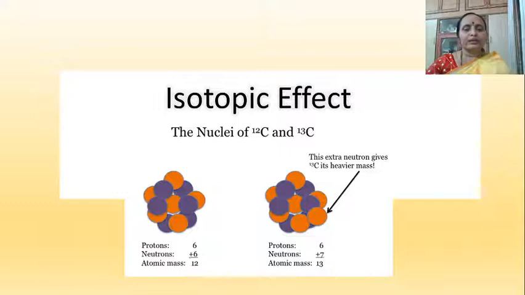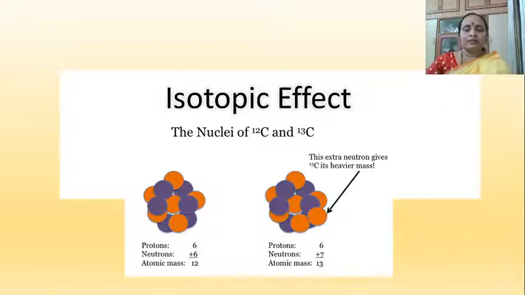Isotopes are elements which have the same atomic number but different mass number. For example, if I consider the nuclei of carbon 12 and carbon 13, what we observe is they have the same number of protons but the number of neutrons is different. In carbon 12, the number of neutrons is 6 and the atomic mass is 12. But in the carbon 13 isotope, protons are 6, neutrons are 7 and atomic mass is 13.